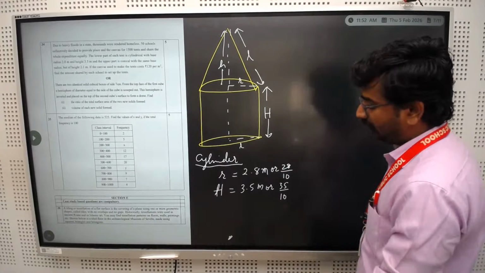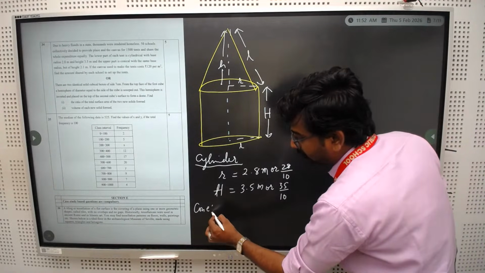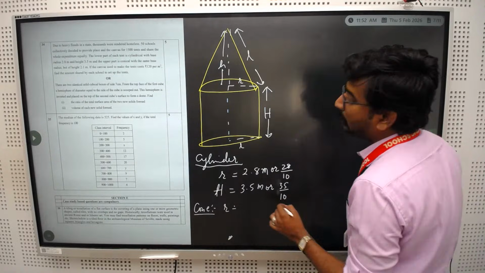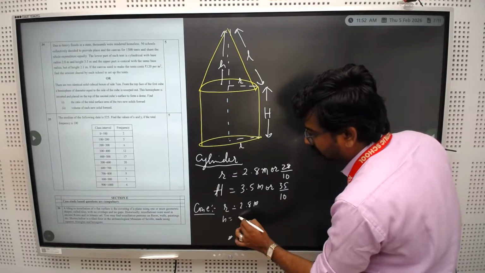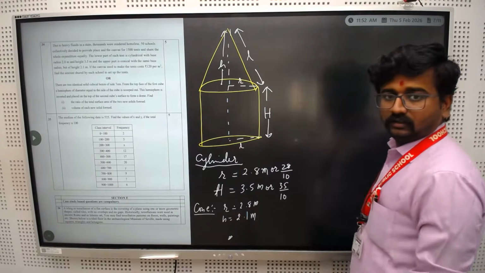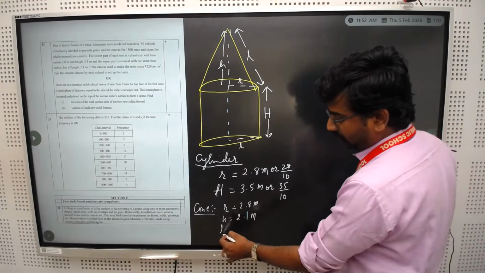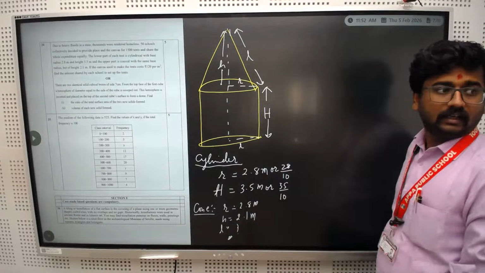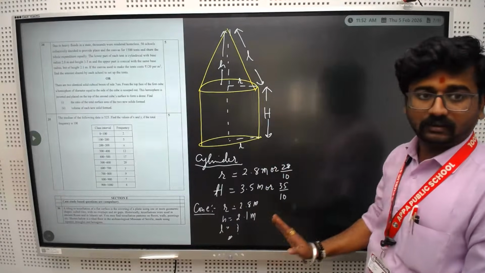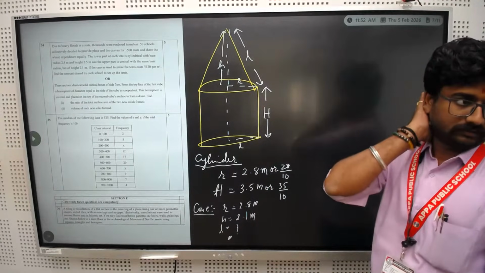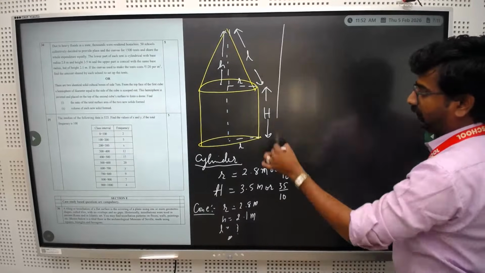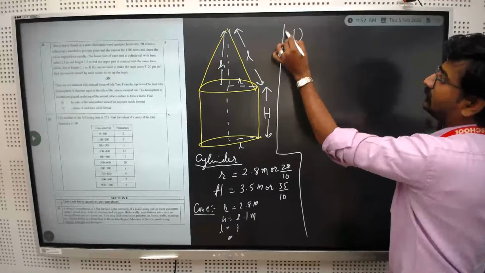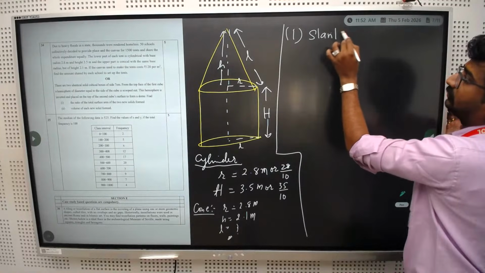Okay. Then after cylinder, who is there? Anyhow, cone's radius is given. It is the same, 2.8 meter. Height is 2.1. What is extra? I have to find out first: slant height. Figure plus given is almost 1 mark, half mark guaranteed. Now let us find, with first heading as slant height.